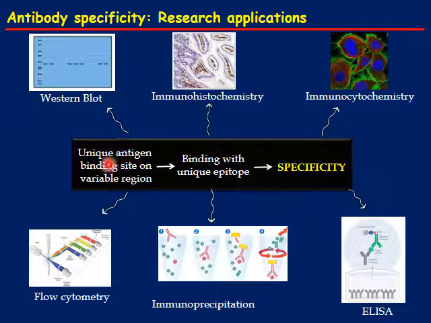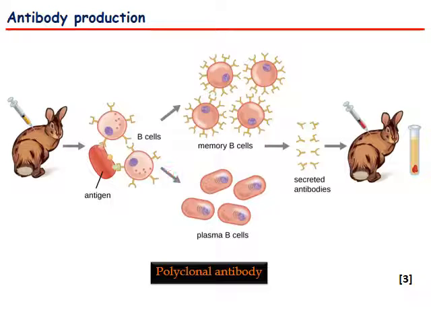In immunoprecipitation or pull-down assay, the antibodies are used to label and precipitate or pull down the desired antigens in biological fluids or any aqueous solution. Similarly, in enzyme-linked immunosorbent assay, the antibodies are used for quantification of any soluble antigens in biological fluids or cell culture supernatant.